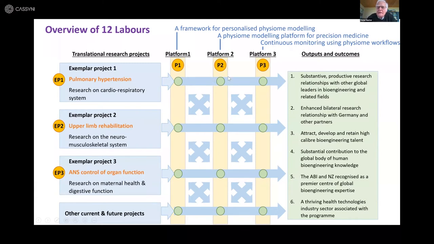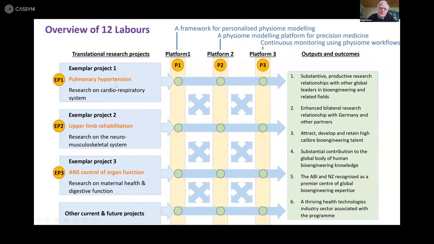Platform three, and about bringing models into those clinical workflows. Platform three are the devices, the wearable, implantable, et cetera, devices, and coupling those into the modeling frameworks. But to demonstrate the way that these platforms will work, we've got three exemplar projects.